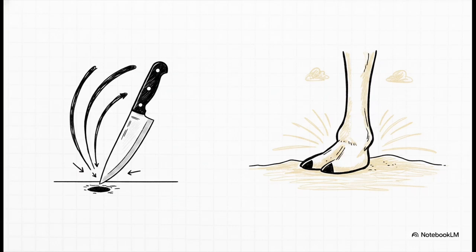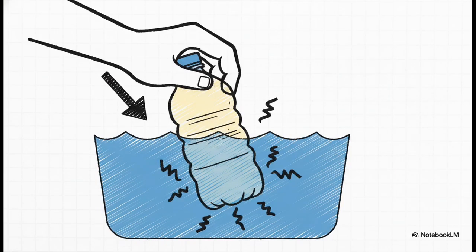It's precisely why a sharp knife cuts so easily, because all your pushing force is concentrated into this microscopically thin area, creating massive pressure. It's also exactly why a heavy camel can walk on loose desert sand without sinking. Their wide feet spread their weight over a much larger area, vastly reducing the pressure on the sand. And this leads us to how fluids push back.